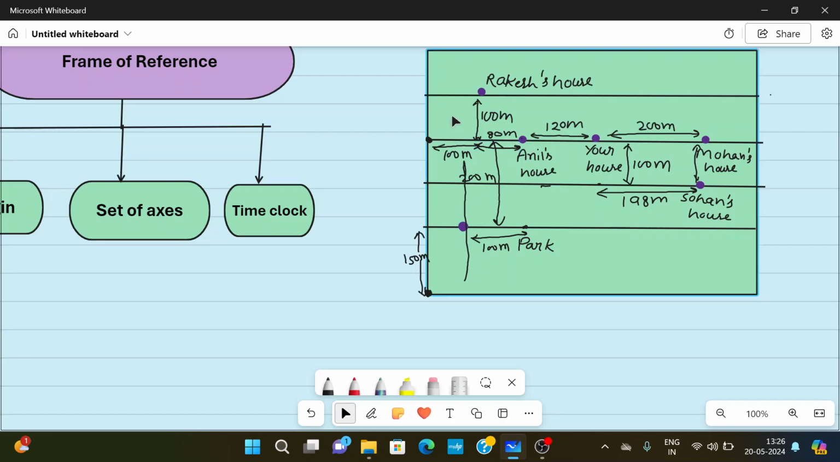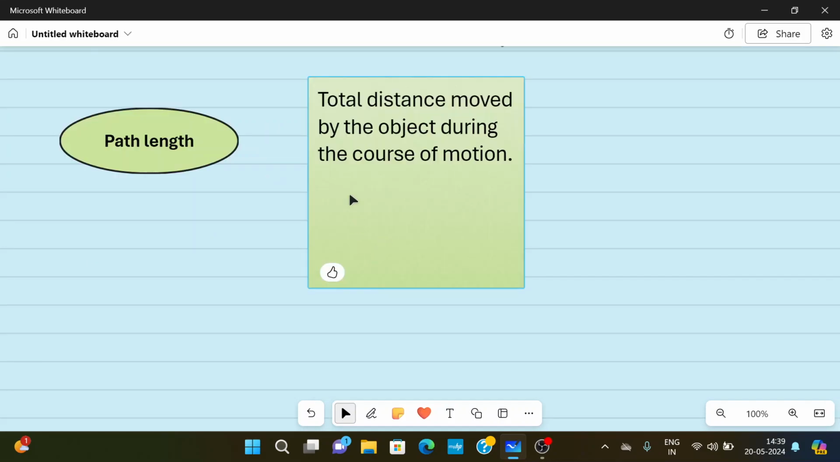So this was all about the need of the point of reference, which is called origin, and the need of reference lines, which are called axes. Let's move to the next topic, that is path length. So what is path length? Path length is the total distance moved by the object during the course of motion.